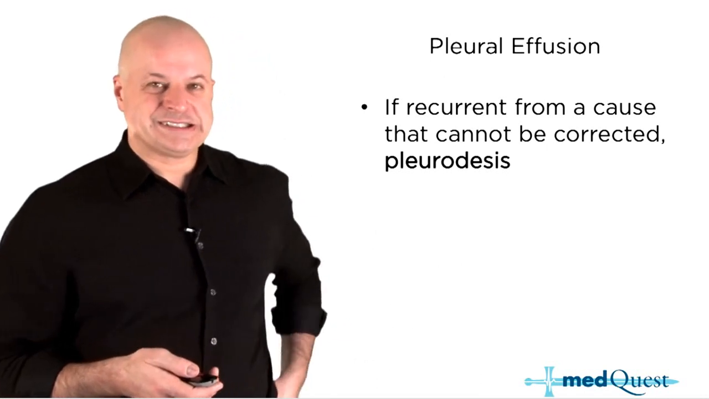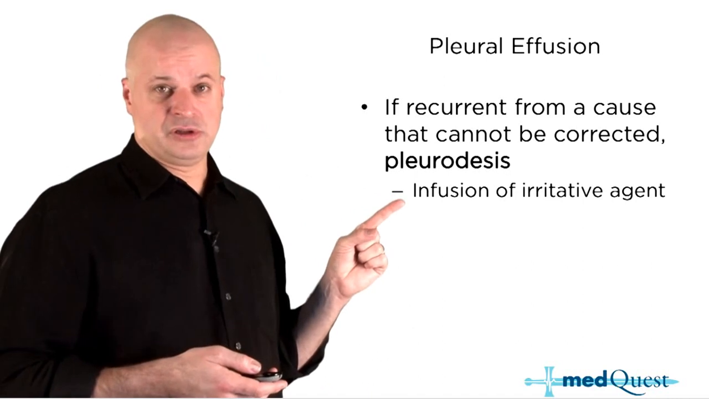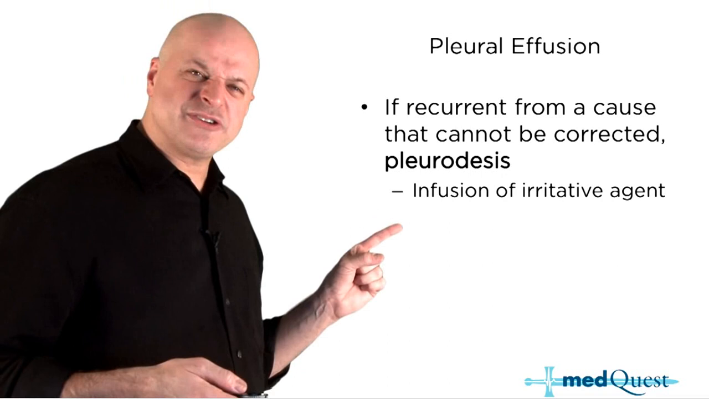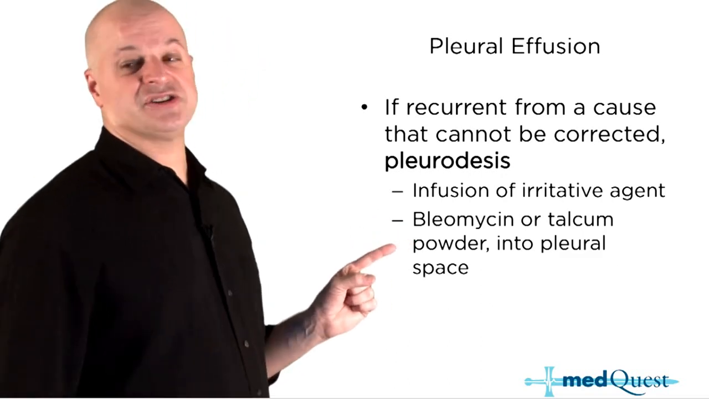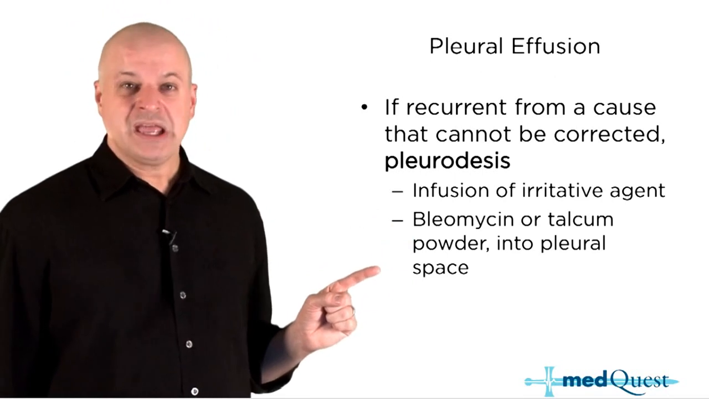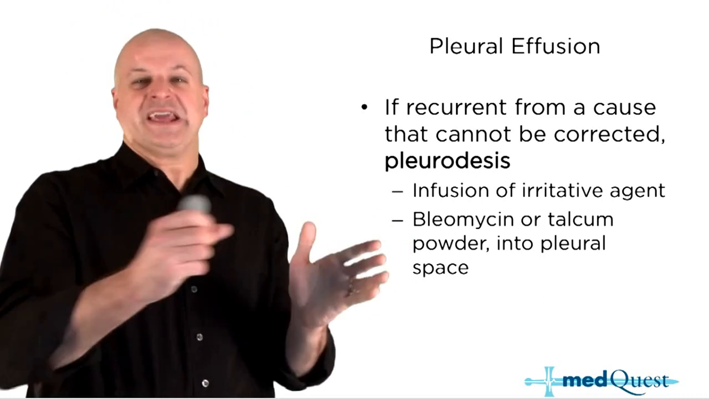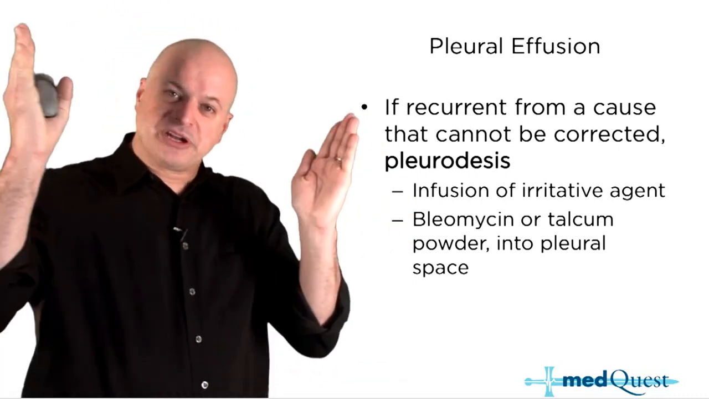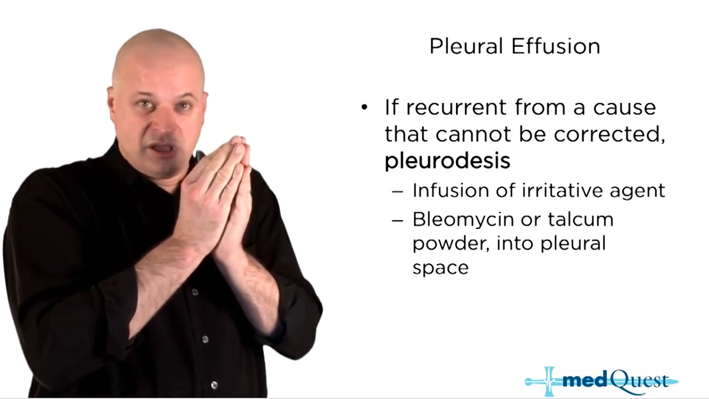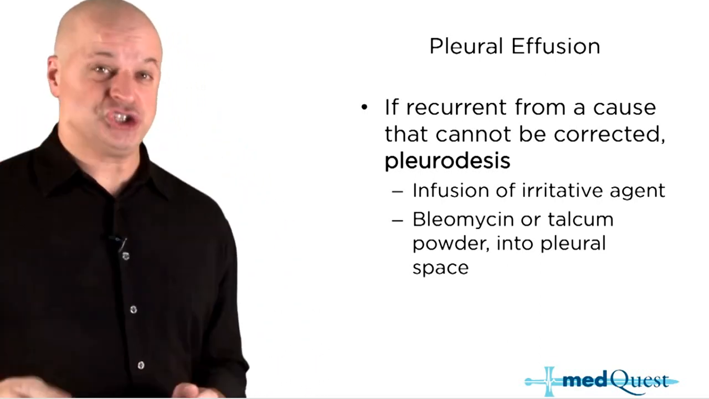So pleurodesis. Pleurodesis seals up the pleural space. You put an infusion of an irritative agent like bleomycin or talcum powder or doxycycline into the pleural space, and it inflames it, and then the pleura literally stick to each other. Now this has got to feel wonderful, right? It's like, why don't we just pour acid into your pleural space? And the answer is we pretty much almost do.